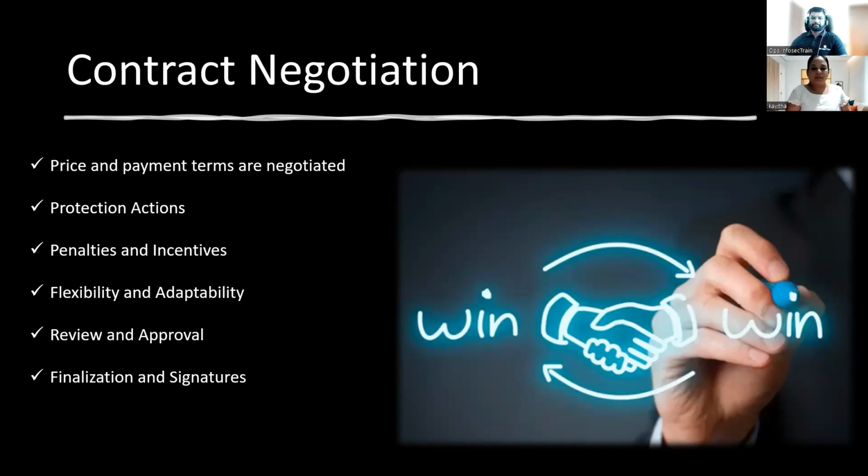True. Okay. And everything has to be reviewed and approved. It is not just that the project manager has to approve it. It is the entire senior management that has to take the initiative and then approve this. Okay. Great. Finally, a signature. It's not just the signature. Yes, it has to be documented.